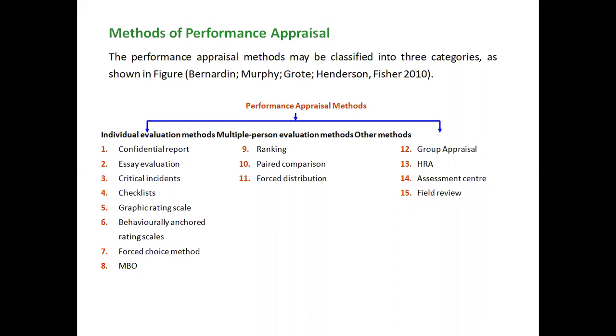Performance appraisal methods can be classified into three categories as shown in this table below. These can be individual evaluation methods, multi-personal evaluation methods, and other methods. Taking one by one, let's start with the individual evaluation method.